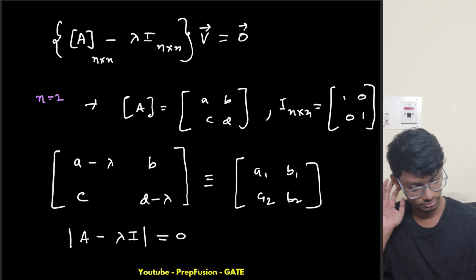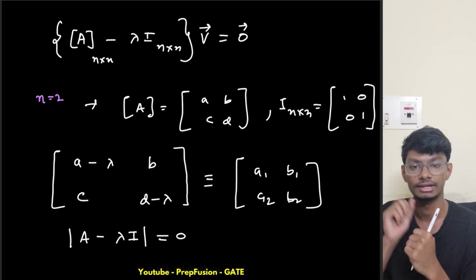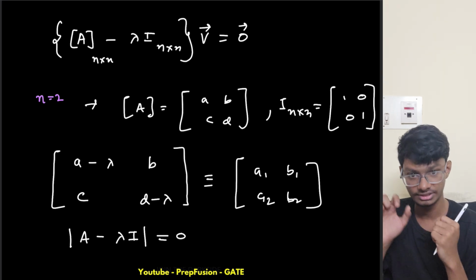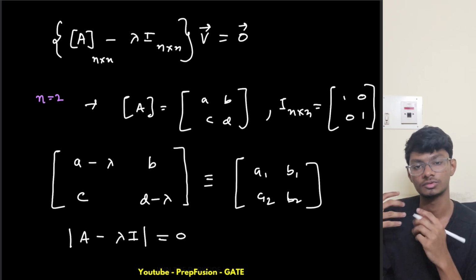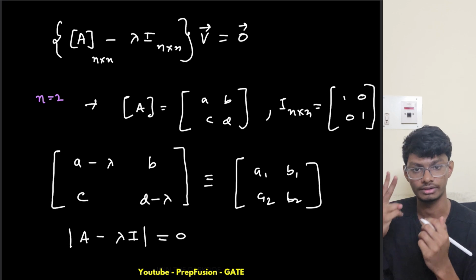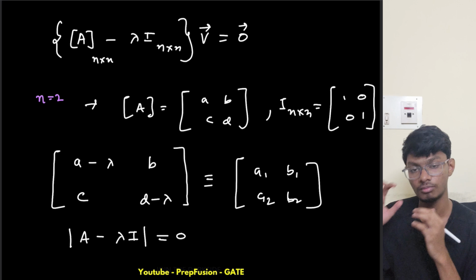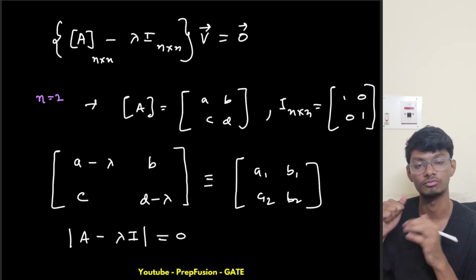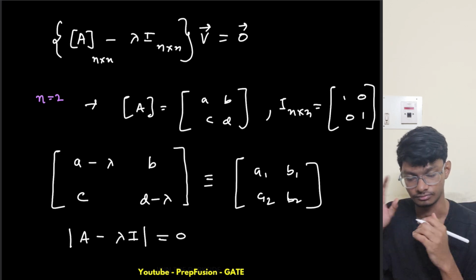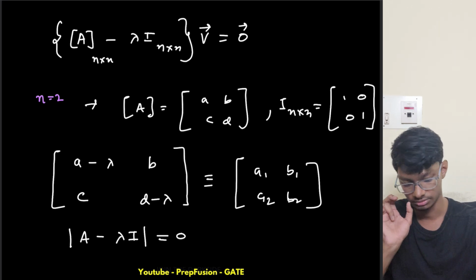Now one more thing, how many values of lambda can I get? At max I can get two values, right? In this case when n equals to 2, the maximum number of distinct values of lambda will be 2. We can get the same values of lambda repeated, but the maximum number of distinct values will be equal to the order of the matrix. All these properties I will write in the notes in the next few slides.